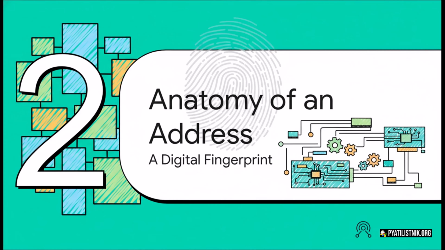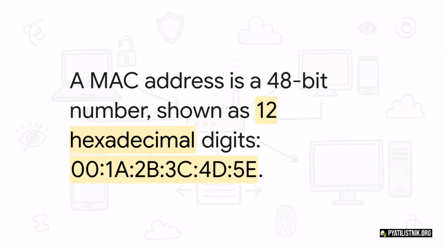Okay, so let's dig a little deeper now and see how this digital fingerprint is actually put together. Because it's not just a random string of characters. There's a really cool logic behind it. So here's what a typical MAC address looks like. It's a 48-bit number, but to make it readable for us humans, it's shown as 12 hexadecimal digits. That's just a fancy way of saying it uses numbers from 0 to 9 and letters from A to F. And you'll usually see them broken up into 6 pairs. At first glance, yeah, it just looks like a bunch of code, but it's actually telling a story.